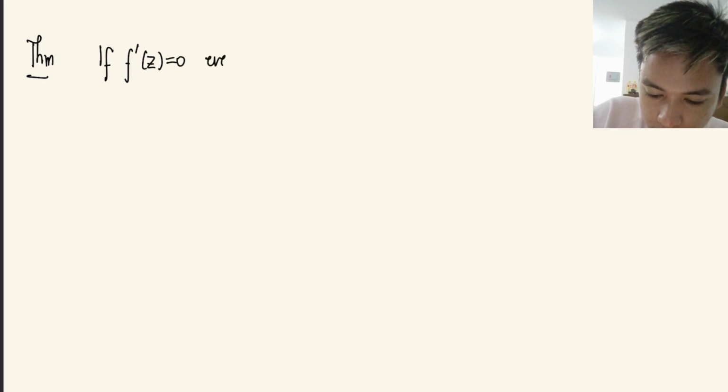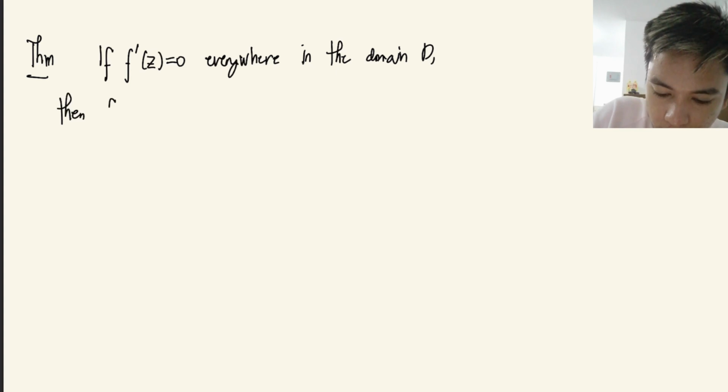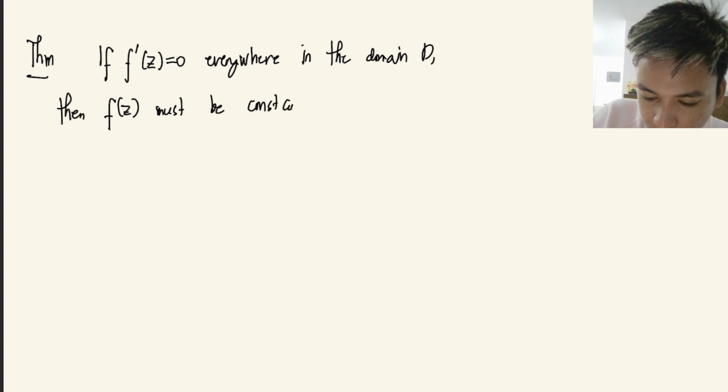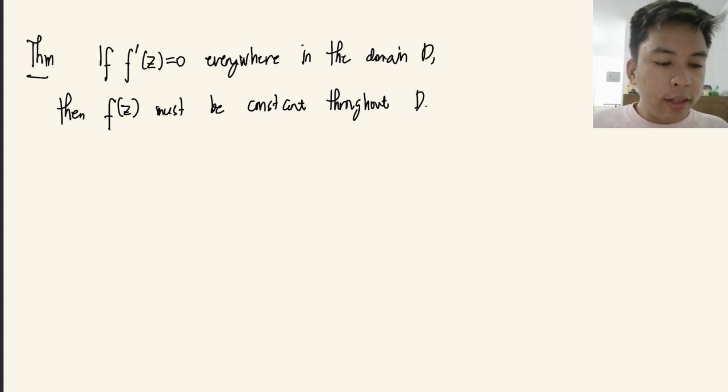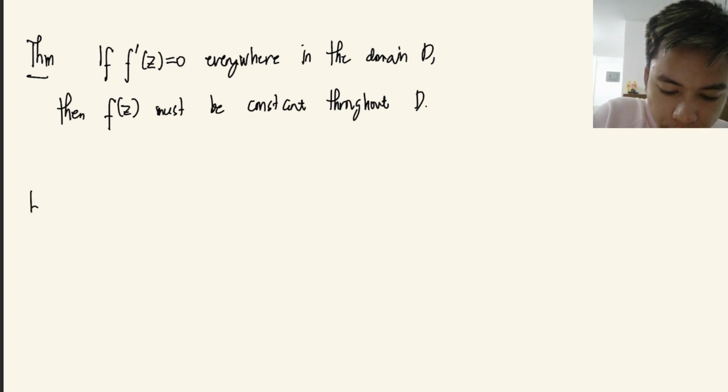That's it. Okay, we will also show an important theorem, and I would say this theorem is actually powerful in the sense that this will always come out in the succeeding topics in the complex analysis series. So we have a theorem here saying that if the f prime of z is 0 everywhere in the domain D, then f of z must be constant throughout D. That's it. We will continue with our example now.